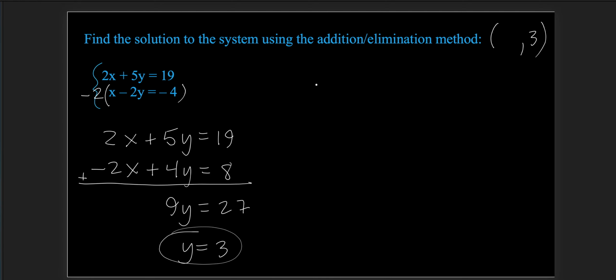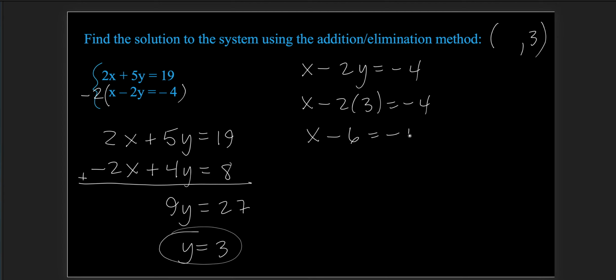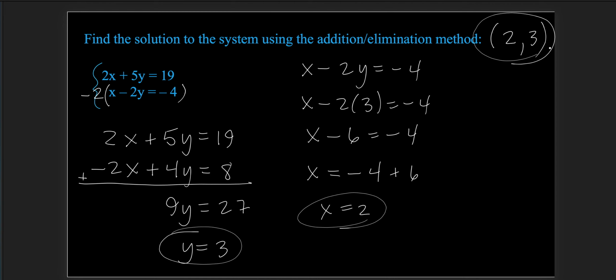where y is 3. Now I have to find the x, and I can use the bottom original equation. I can use either original equation, plug in the value I found for y, which is 3, and solve for x. So I have x minus 6 equals -4. Now I need to add 6 to both sides. So I'll have -4 plus 6, and x is 2. So 2, 3 is the answer.